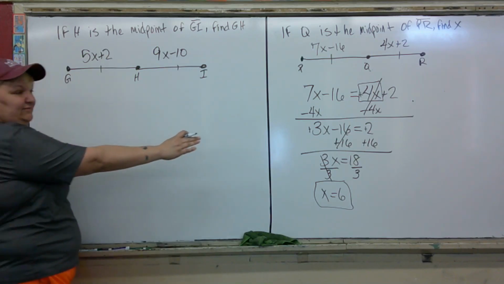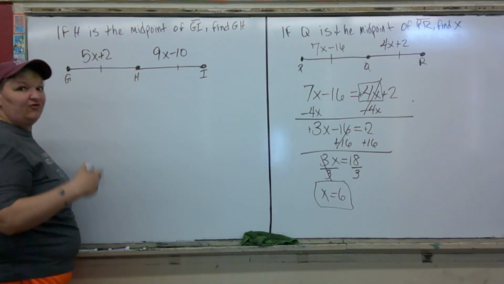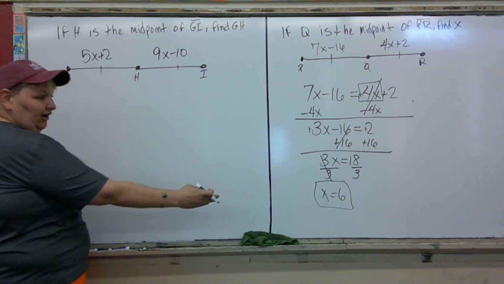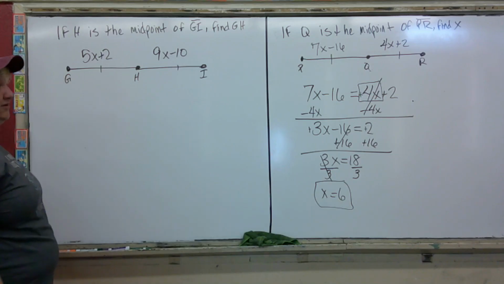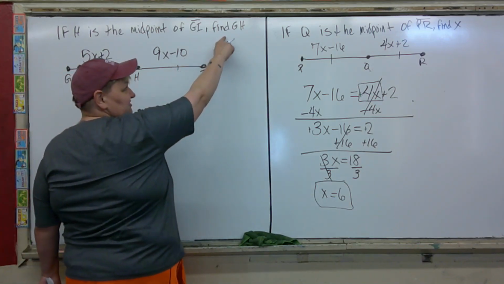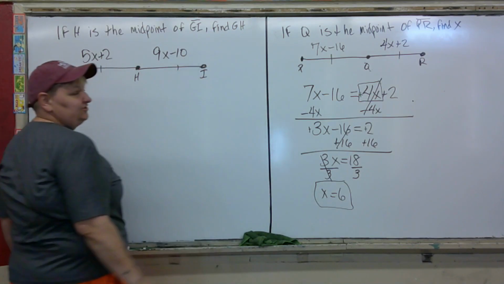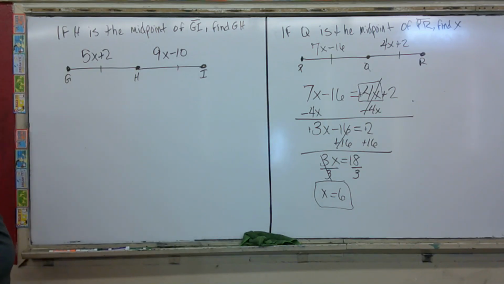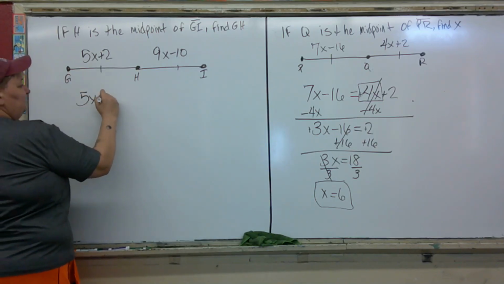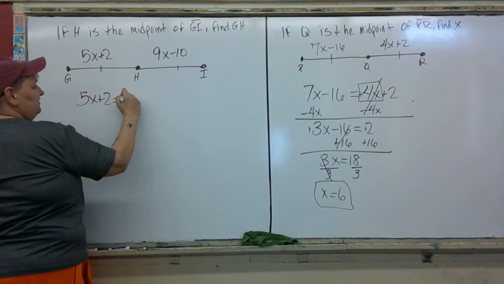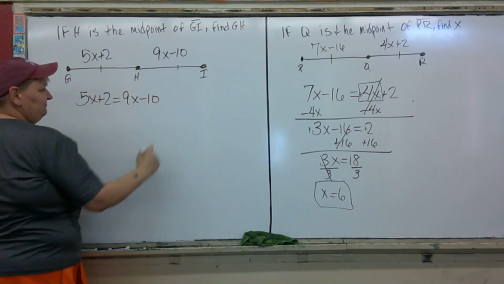We're going to do the same thing we did over here, we're just going to go further. Right? We're not going to stop at x. We're not going to stop at x because it asks us to find the distance between G and H. Alright, so 5x plus 2 equals 9x minus 10.